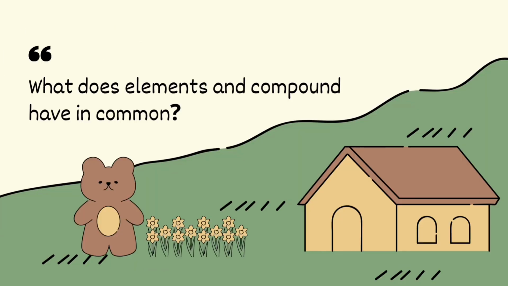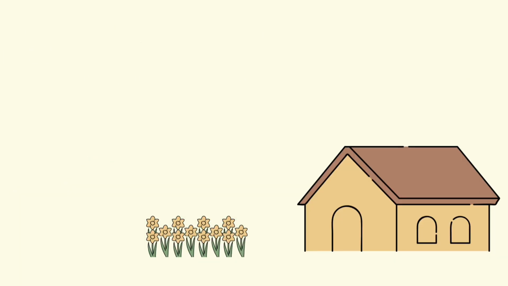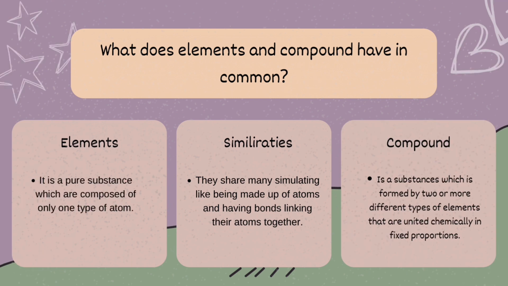What do elements and compounds have in common? Element. An element is a pure substance that is composed of only one type of atom. Compound. A compound is a substance that is formed by two or more different types of elements that are united chemically in fixed proportions. What are their similarities? They share many similarities, like being made up of atoms and having bonds linking their atoms together.